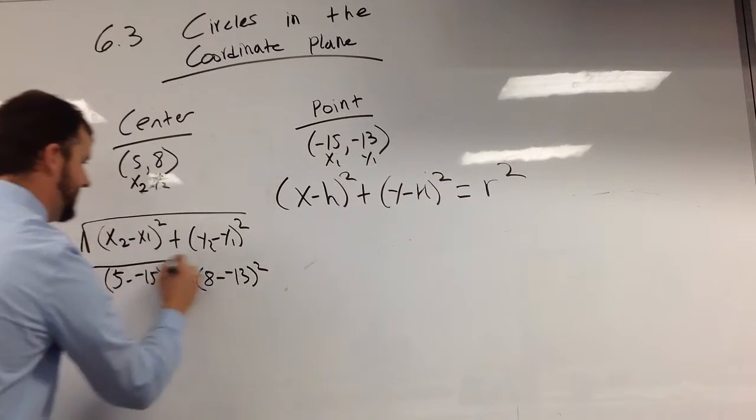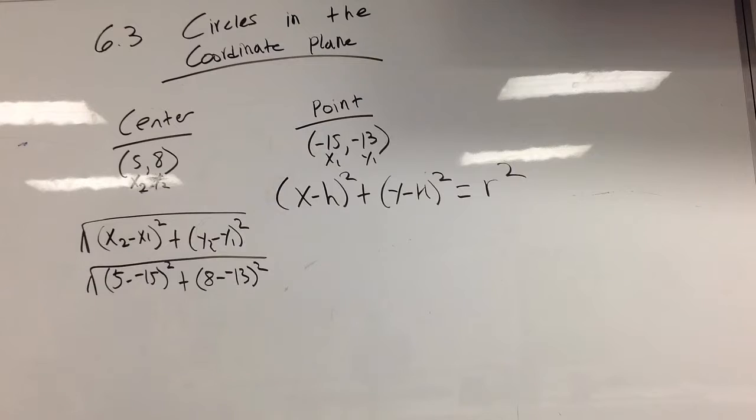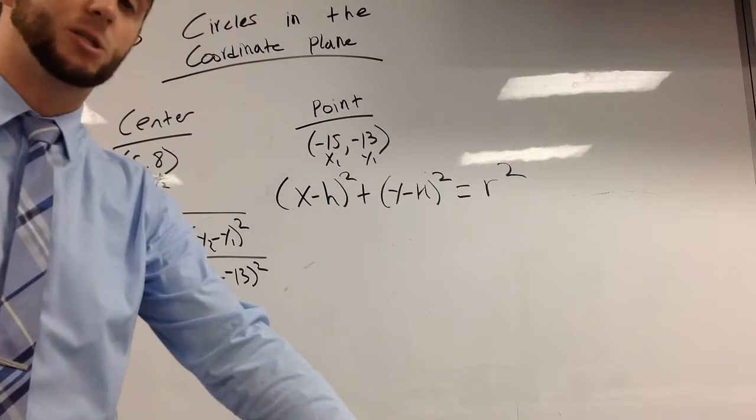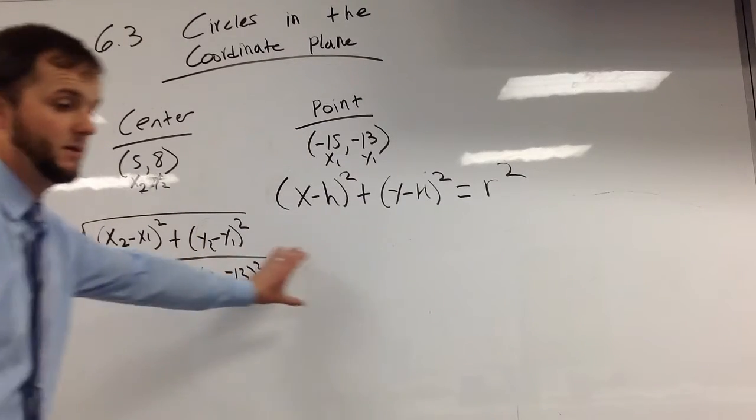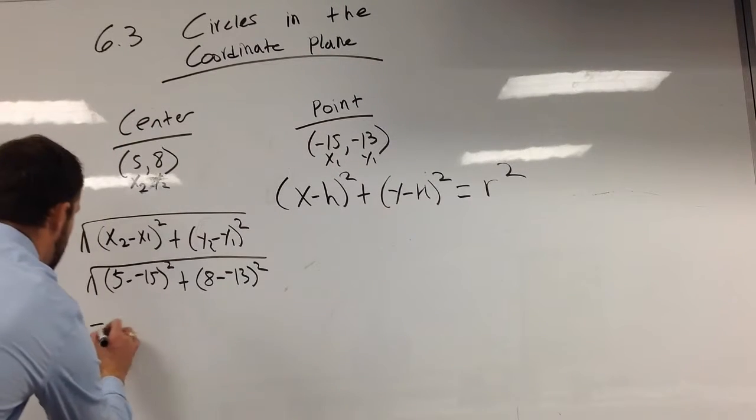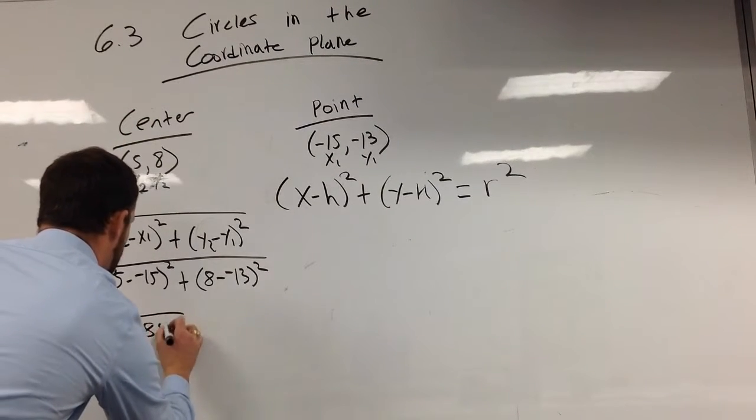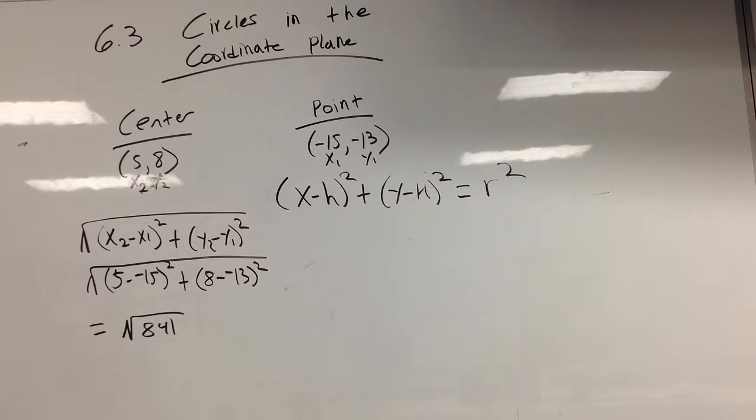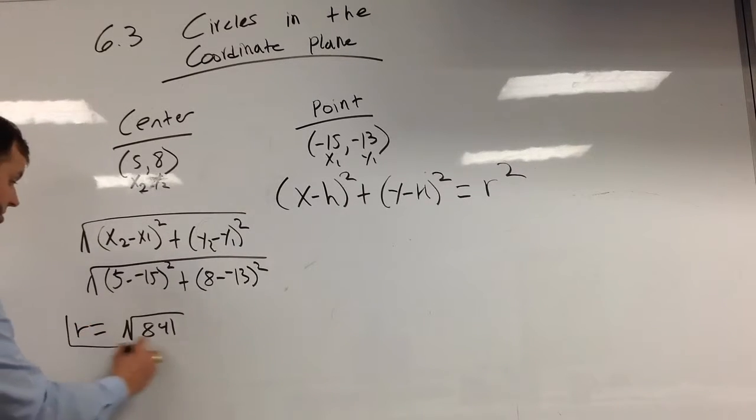Okay? And to make this thing a little bit quicker, I already have the answer to this. If I was to type this in the calculator, I would then in return get the square root of 841. And that would be my radius. So I'm going to go ahead and leave that right there. So this is my radius, ladies and gentlemen.